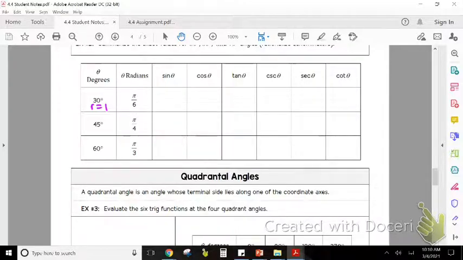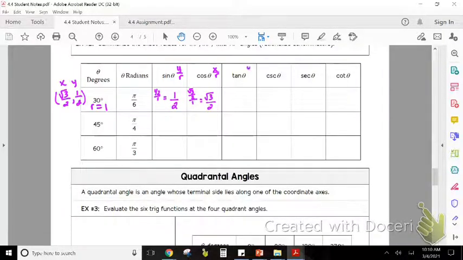So for 30 degrees, remember it has an ordered pair, the square root of 3 over 2, 1/2. So that's my x and my y. We know our r is going to be 1. Well, sine, remember, is y over r. So my y is 1/2 over 1, which is 1/2. Cosine, remember, is x over r. X is the square root of 3 over 2 over 1. So we get the square root of 3 over 2.